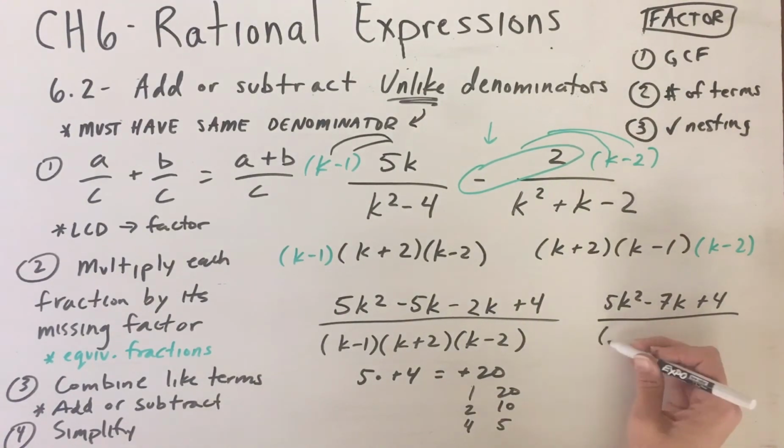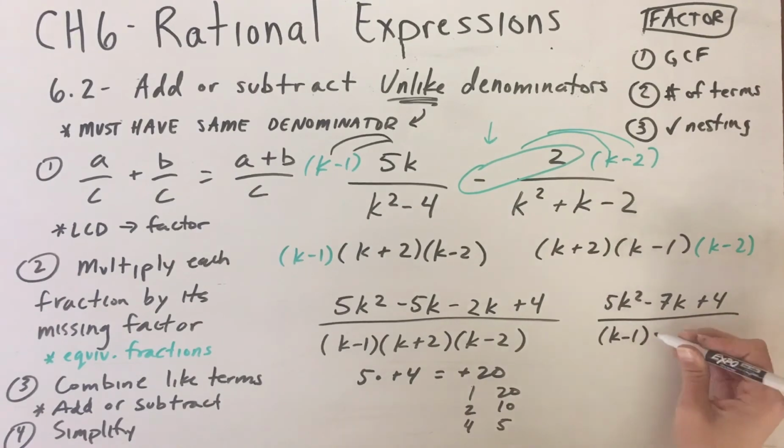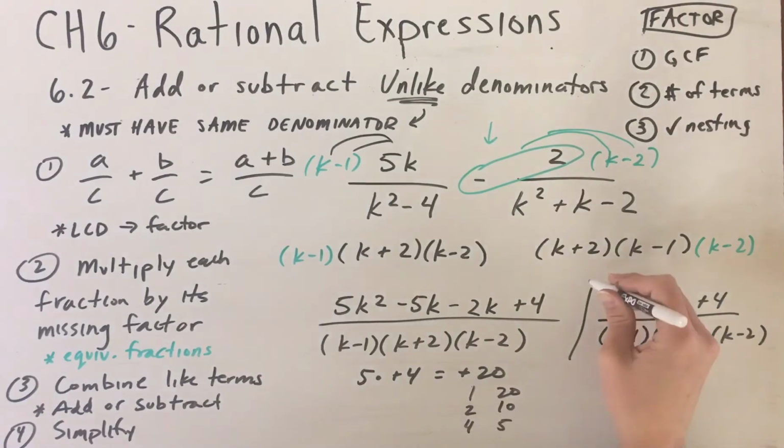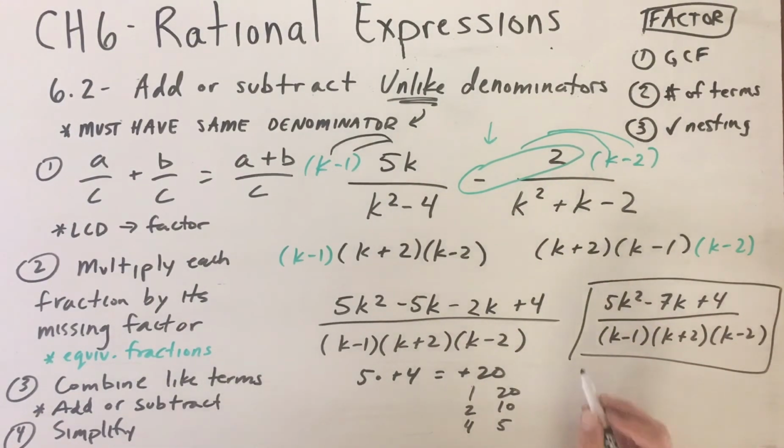However, on the bottom then we would just leave it so that it says k minus 1, k plus 2, k minus 2, and this would be our simplified form. Again, you have to perform this check to see if it can be simplified. In this case, it cannot.